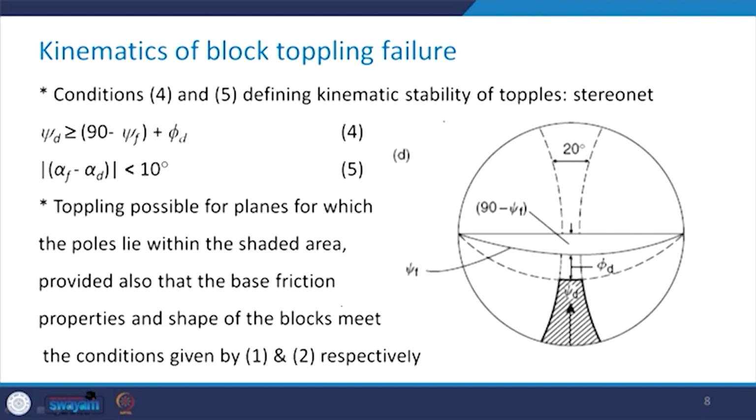Now, these conditions 4 and 5, which I have again written here in this slide, define the kinematic stability of the topples, and this has also been shown in this stereonet. So, the toppling would be possible for the planes for which the poles lie within the shaded area, that is this shaded portion. You know that the planes can either be represented by great circles or the poles.